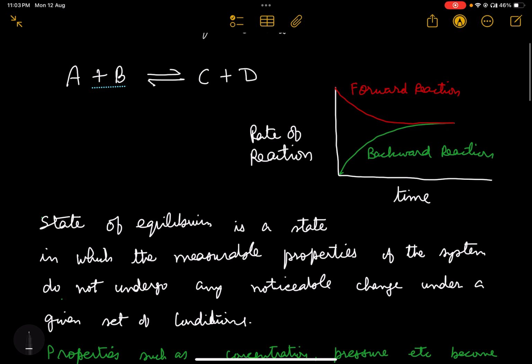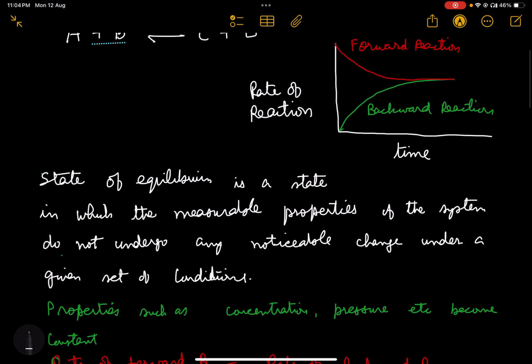Thus, the state of equilibrium is a state in which the measurable properties of the system do not undergo any noticeable change under a given set of conditions. That is, properties like concentration, pressure, etc. of the system become constant. But it does not mean that the reaction has stopped. Both the forward and the backward reactions continue even after the attainment of equilibrium. However, the rates of the forward and the backward reactions become equal.